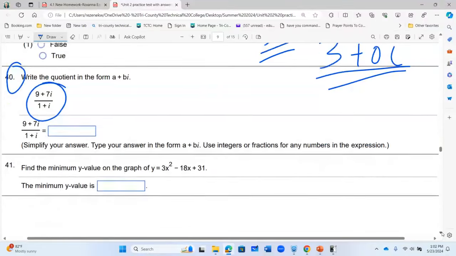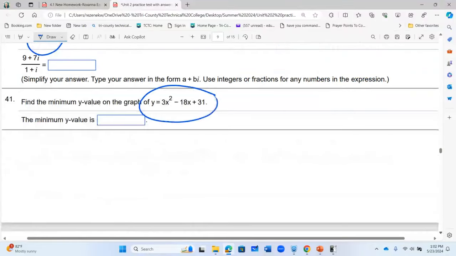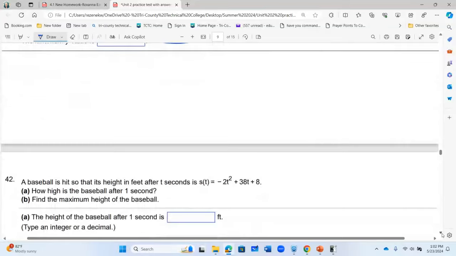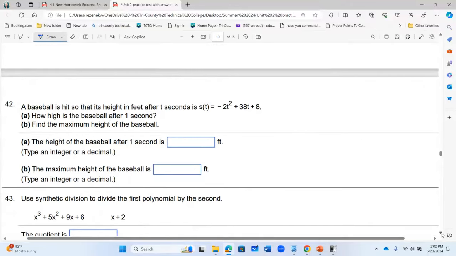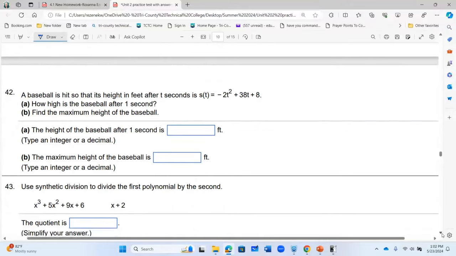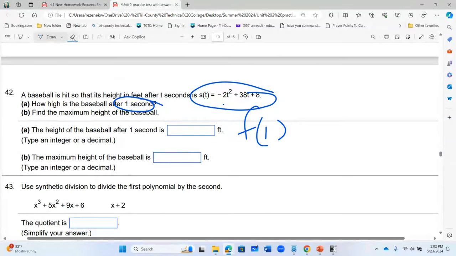Okay, and here you're told to find the minimum value. I'm expecting you should know how to find the minimum value, but we can still do that. We did it in the other class. Okay, how high is the baseball after 1 second? All right, so this question is saying how high is the baseball? It's another way of finding the function value. All you have to do is f of 1 or s of 1. After 1 second, just substitute 1 here. The maximum height of the baseball. I just want to let you know, anytime you're asked about the maximum height of a baseball, by all means, put it in your calculator.